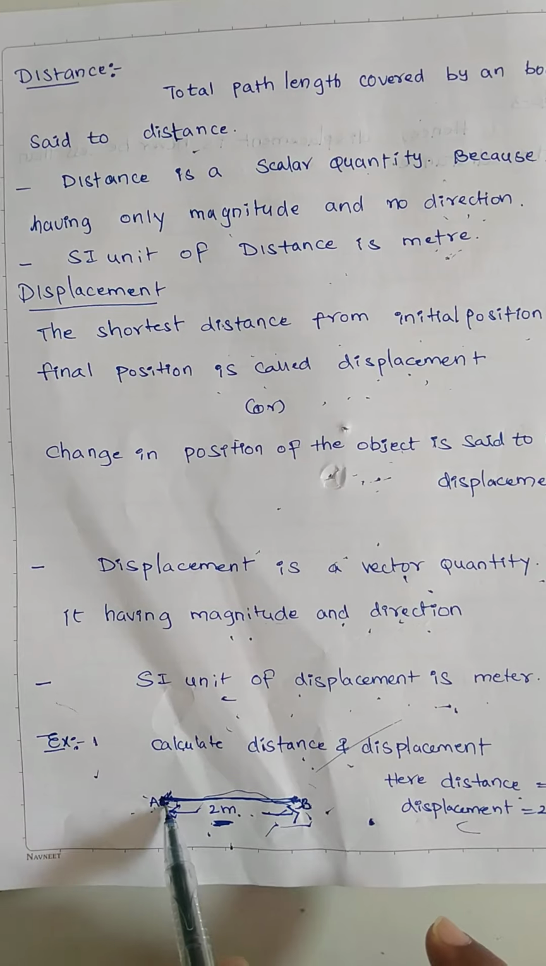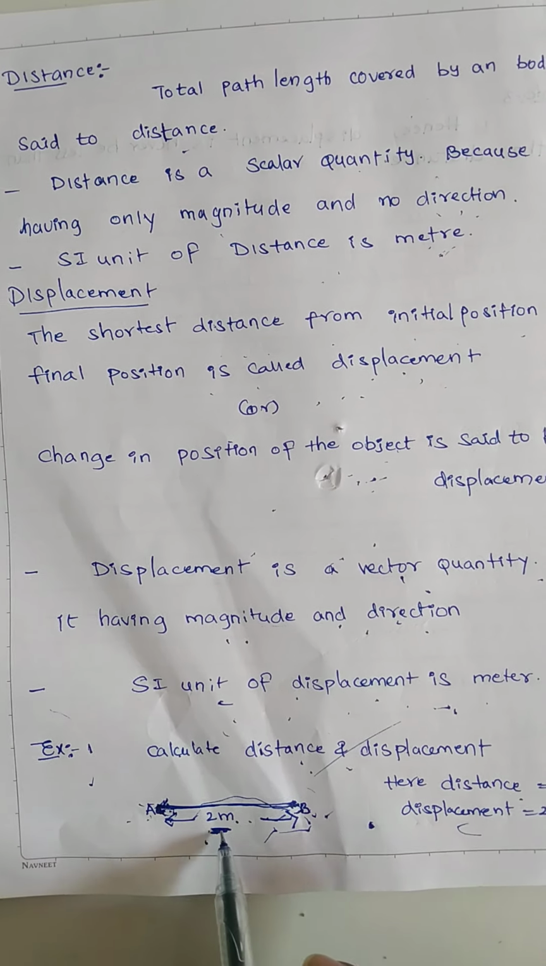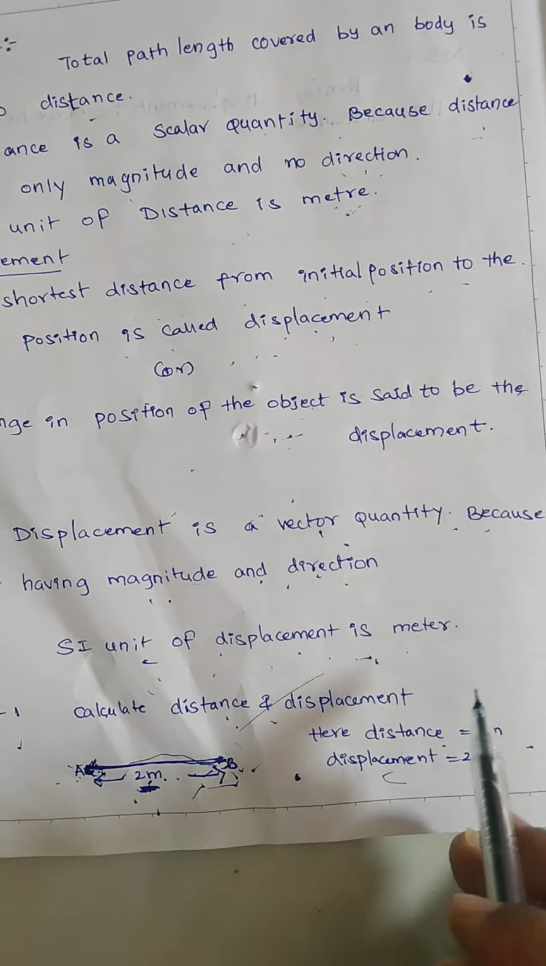So here there is no other path, only a single path, that is only A to B. How much length? 2 meter. So the distance is 2 meter.